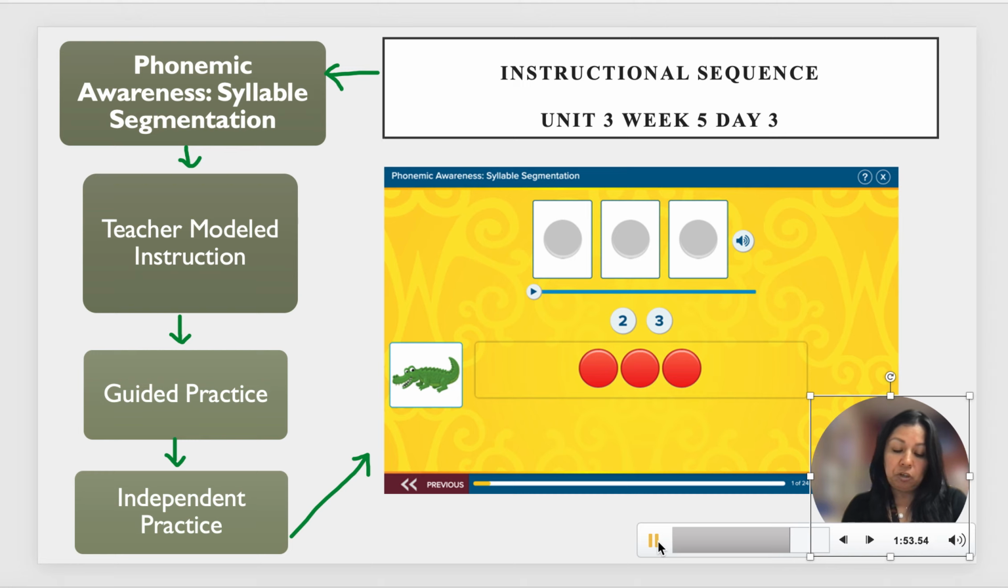Here we can see a picture of a crocodile, so students would segment the syllables by saying or by clapping or by tapping. Crocodile, so they can say crocodile. So this also supports not only syllable segmentation, but another lesson can also be added to teach open syllables, which is another type of syllable that students have to master.